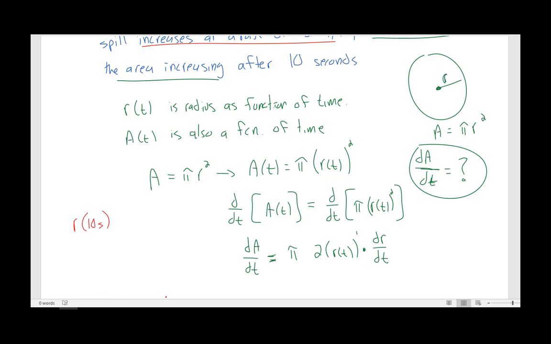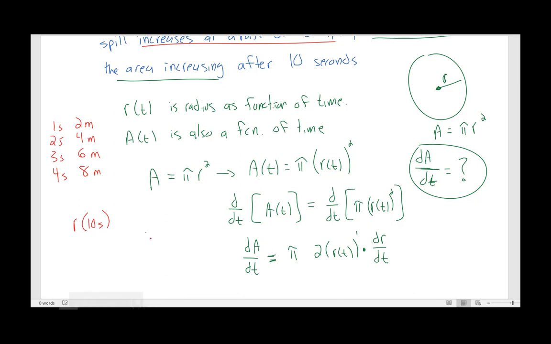So if the radius is increasing 2 meters every second, at the end of the first second, it has grown from 0 to a radius of 2. And then for the next second, it grows 2 more. So at the end of the first second, I have 2 meters. At the end of the second, I have an increase of 2 more meters. At the end of the third second, 2 more meters. At the end of the fourth second, 2 more meters, and so on and so forth.